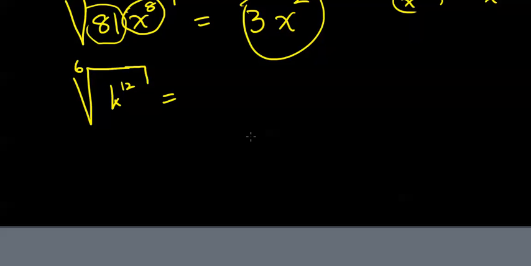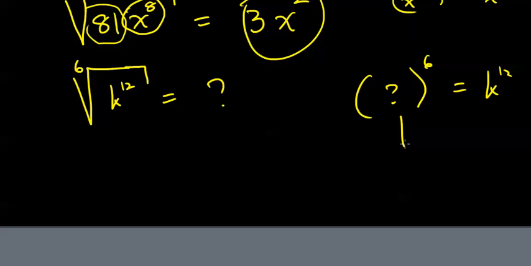The 6th root of k to the 12th power is what? Well, whatever it is, when I raise it to the 6th power, I need k to the 12th. So clearly, I can see that k squared goes in that parentheses. So k squared is the 6th root of k to the 12th, because k squared raised to the 6th power is indeed k to the 12th.